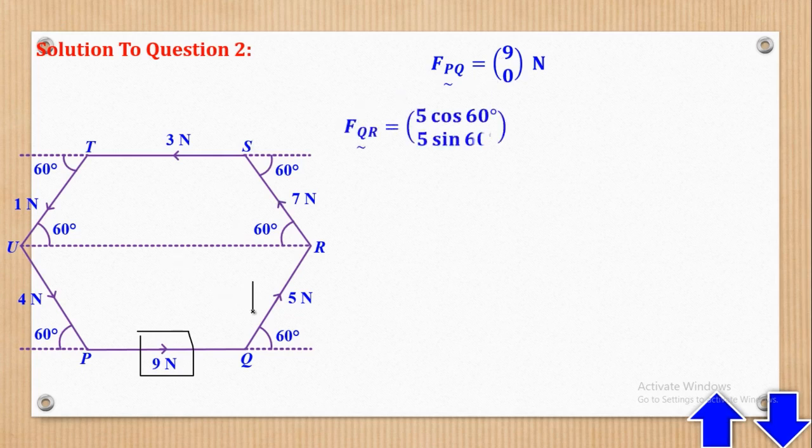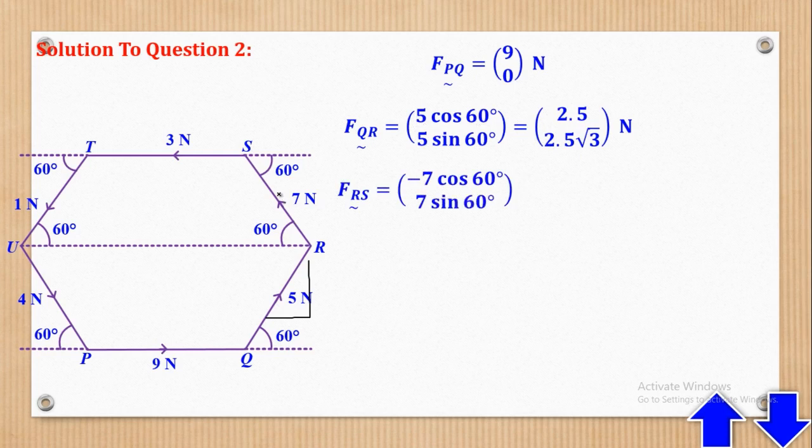Next is QR. QR is inclined at an angle of 60 degrees to the horizontal, meaning the horizontal component will be 5 cos 60 degrees and the vertical will be 5 sin 60 degrees. Now if you look at that QR, to move from Q to R, I'll move horizontally to the right, and vertically I'll move upwards, so that is why they are both positive here.